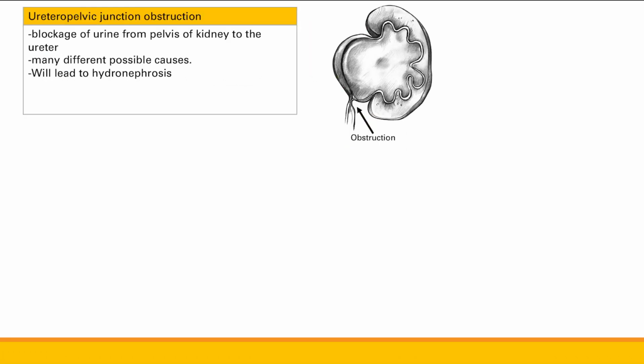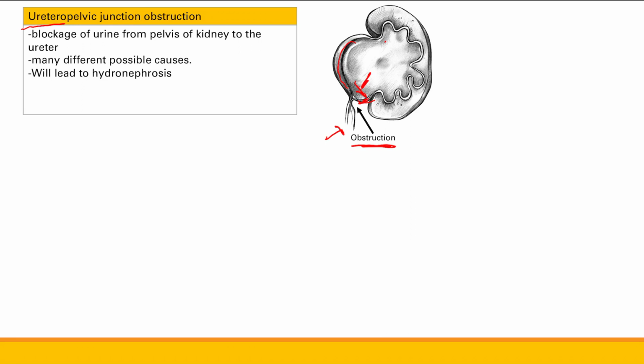Okay, next is ureteral pelvic junction obstruction. So let's break that down. Ureteral, again, refers to the ureter. Pelvic junction, that's the pelvis of the kidney, which is around here. And that's where the obstruction is, as you can see. So it's a blockage of urine from the pelvis of the kidney to the ureter. Urine cannot flow, okay? Urine can't flow this way.